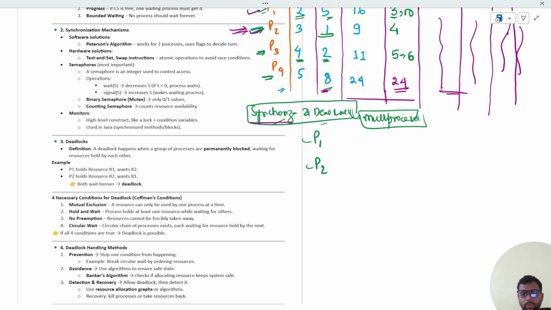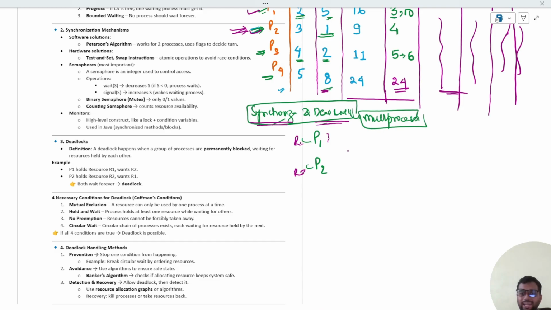So if P1 and P2 are running, let me first introduce you to the difference between synchronization and deadlock. Then we will go on to see what the different solutions are to avoid this. So I was saying that P1 and P2 are running. The status is that these two are running.